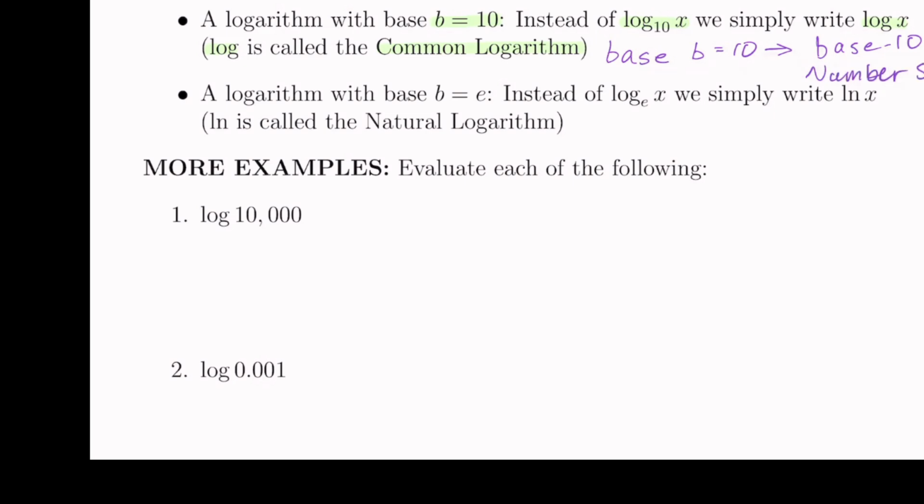We also have a base of e. Remember that number e that we talked about the other day, Euler's number? Instead of log base e of x, we write ln x. And that is called the natural logarithm. Remember, that is ln, not In. Some people like to think it's IN. It's LN. It's still a log. It stands for the natural logarithm.